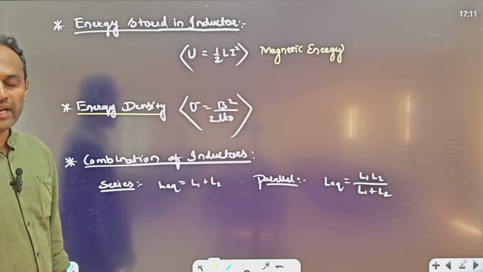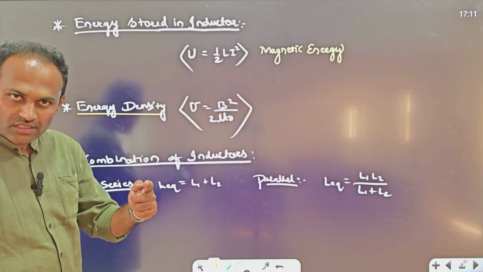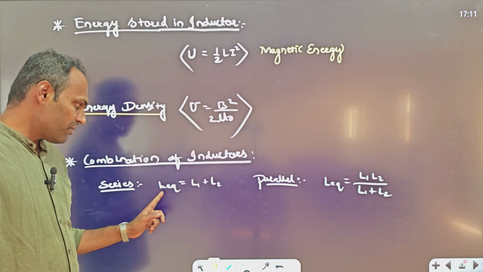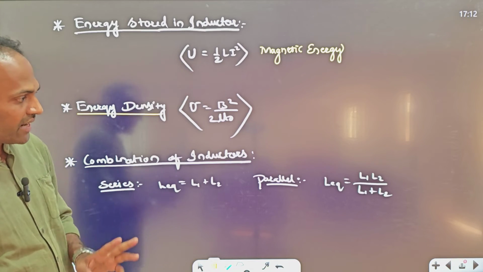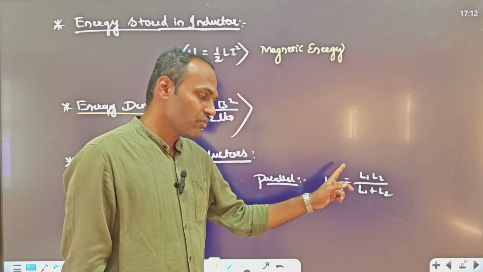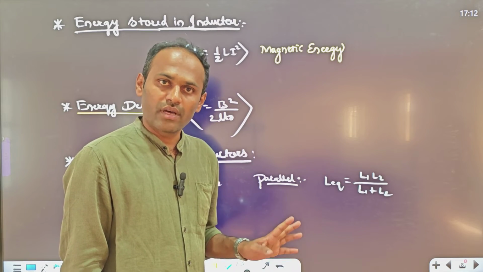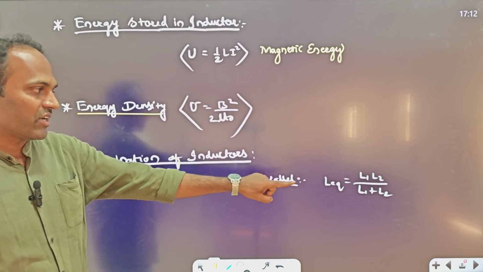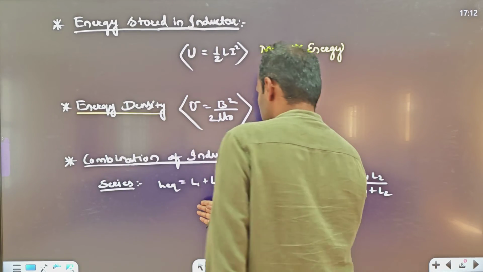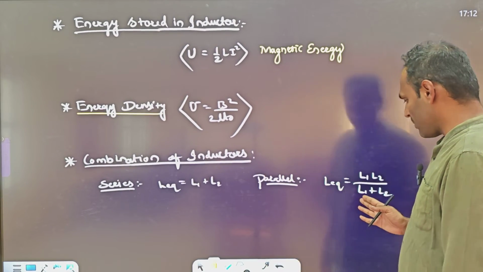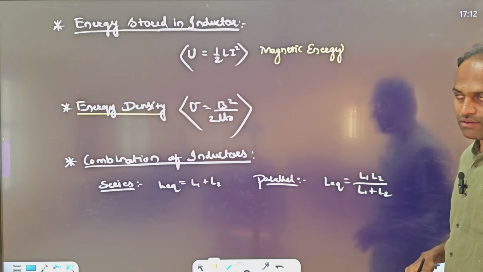Combination of inductors. If the inductors are connected in series, effective inductance will be L1 plus L2. If they are connected in parallel, effective inductance will be L1 into L2 by L1 plus L2. Right? Effective series resistance, effective parallel resistance, and effective parallel capacitance, effective series capacitance, these formulas we already know.